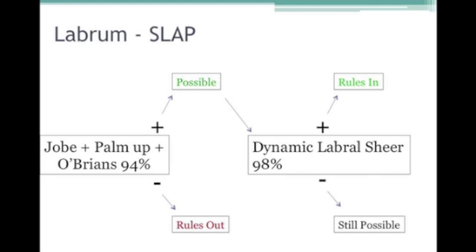So when you look at the labrum for SLAP tears, the best sensitive test is really a Jobe plus a palm-up test plus the O'Brien's test. So although the O'Brien's test by itself, we were saying, wasn't that great, when you cluster it with the Jobe test and the palm-up test, you have a good sensitive test. So if that's positive, then we go to the dynamic labral shear. Those two are positive, there's a good chance we have a SLAP lesion.